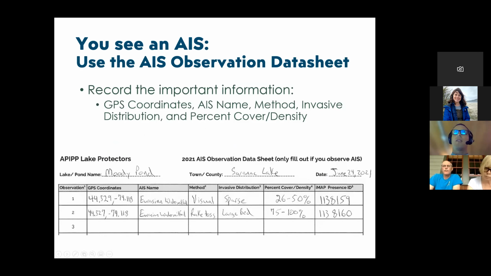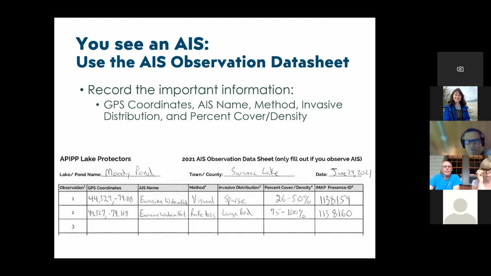So you see in AIS, you're out on the lake, you see something. Okay, I found something, it's Eurasian water milfoil. Now I need to go through a series of steps to record information on it. So here, I actually have the data sheets right here. So here's my APIPP Lake Protectors 2021 AIS observation data sheet. You're seeing the same exact one right up here. At the top, you're just recording basic information: the name of the pond, the town, county, and the date that you're out. And then you come on to an observation.